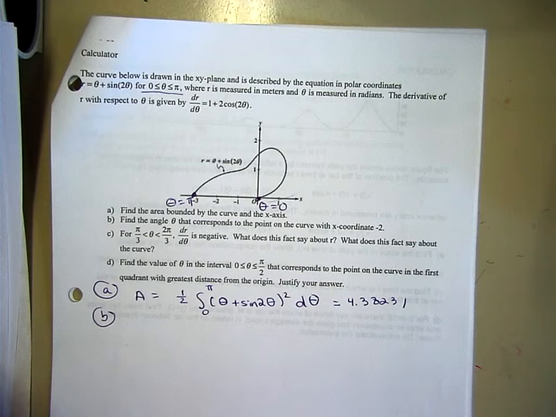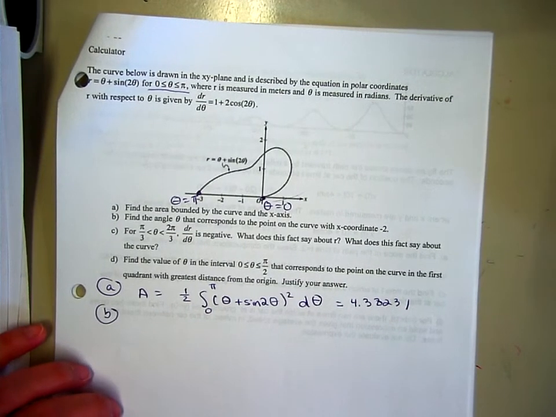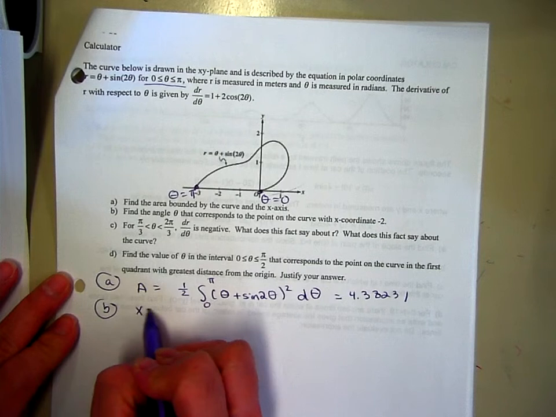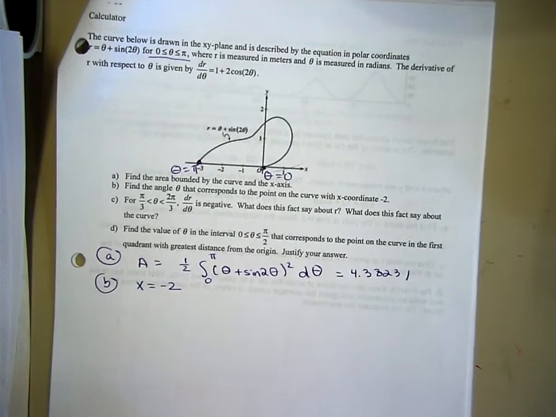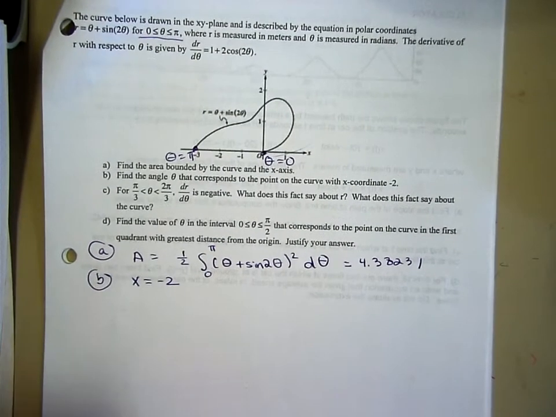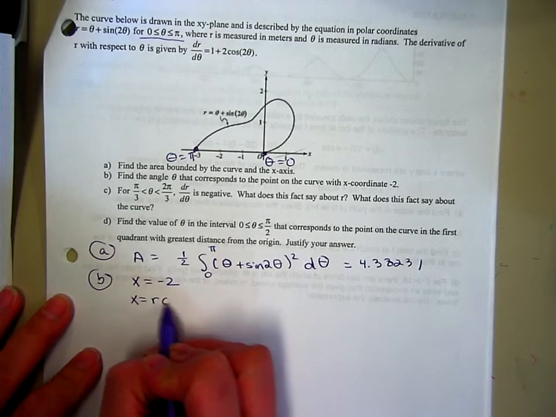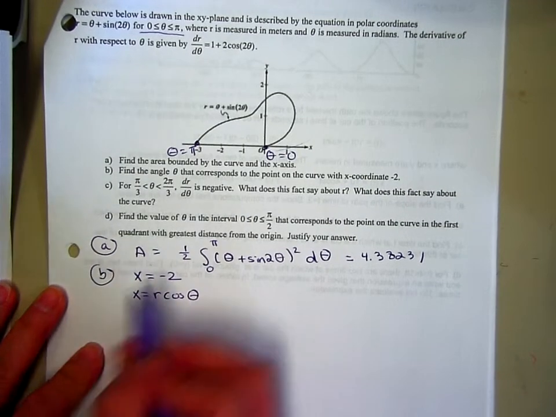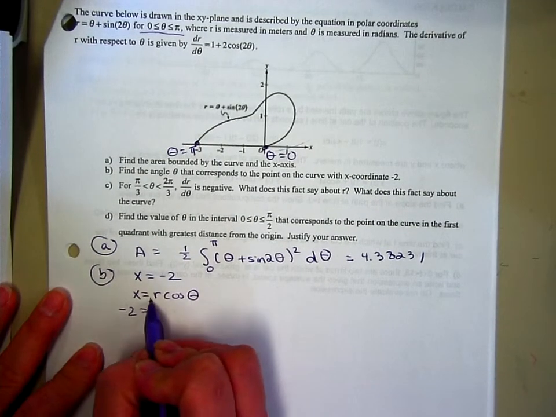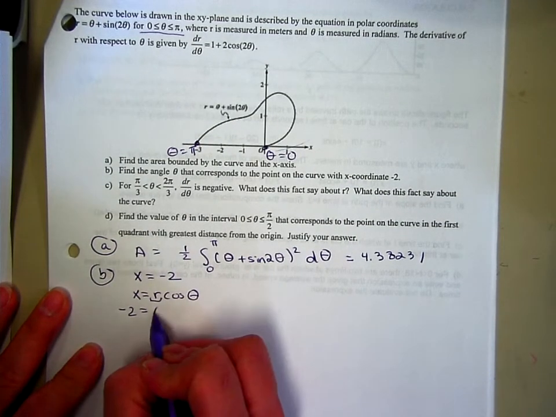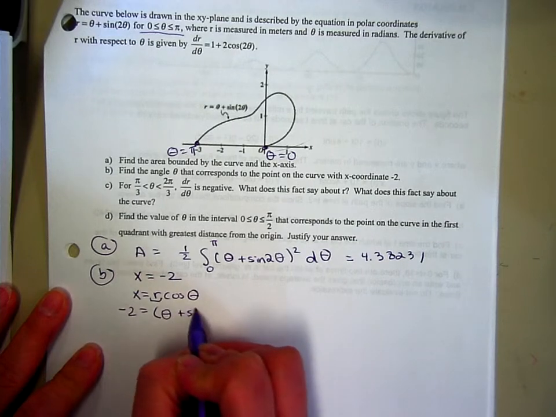Part B. Find the angle that corresponds to the point on the curve with x coordinate of -2. So they want you to come up with what is the angle where x is equal to -2. So the only equation that has x and theta in it, which is what we're looking for, is your conversion equation, x equals r cosine theta. They tell you that x is -2, r is the original equation which is given, so do that substitution, and then cosine theta.